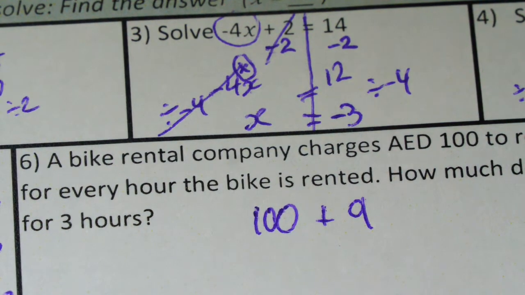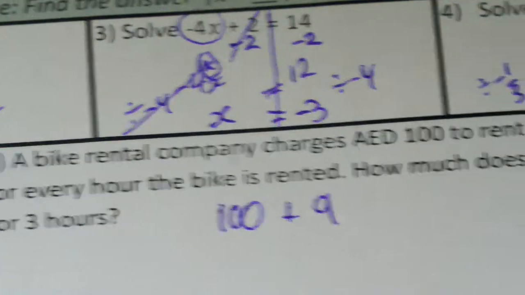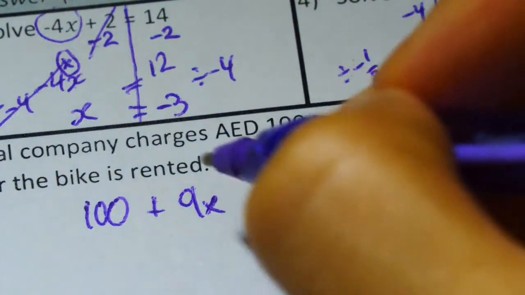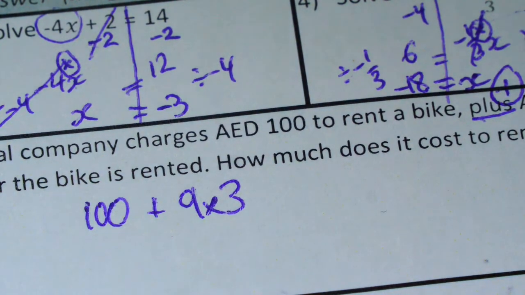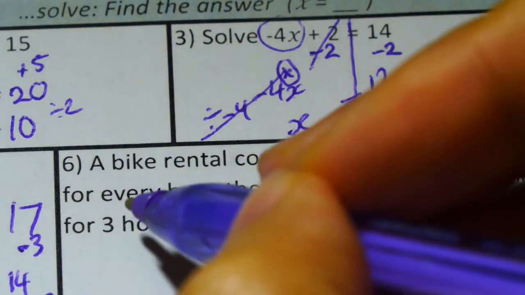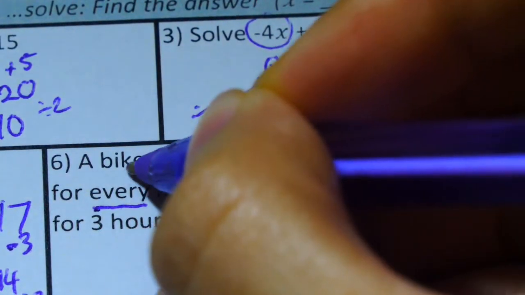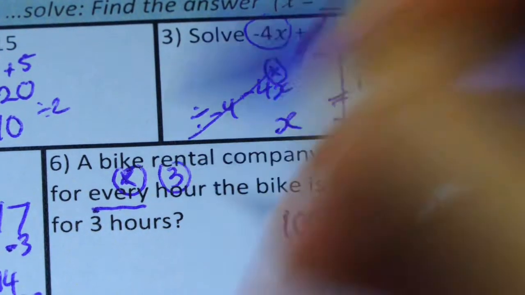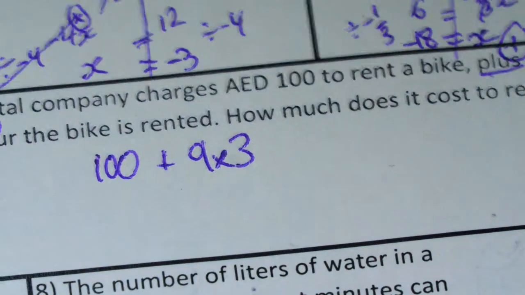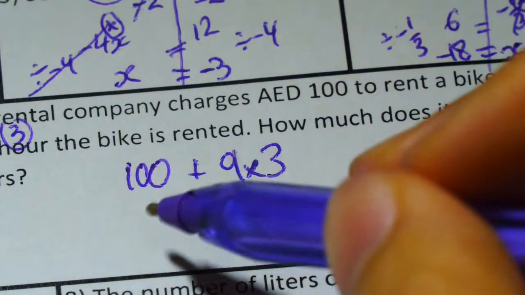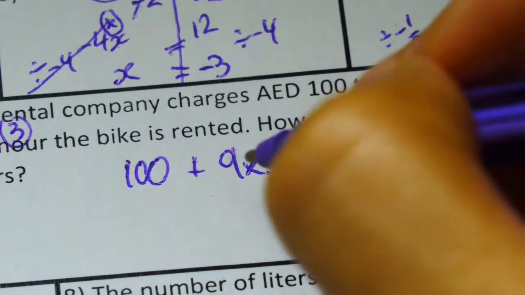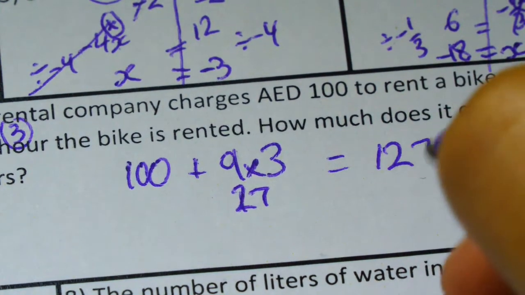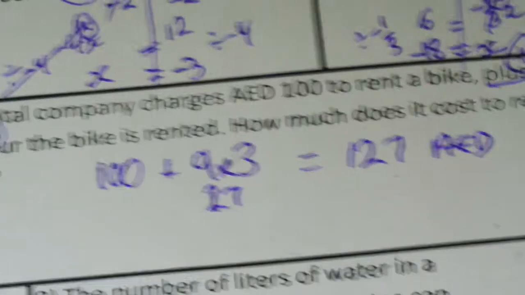Do we know how many hours? Yes, the question says for 3 hours. So 9 dirhams times 3, because it's 9 dirhams for every hour, times how many hours? 3 hours. So 9 times 3. Okay, so this is our equation. 100 plus 9 times 3, or 100 plus 27 equals 127 dirhams. Okay.